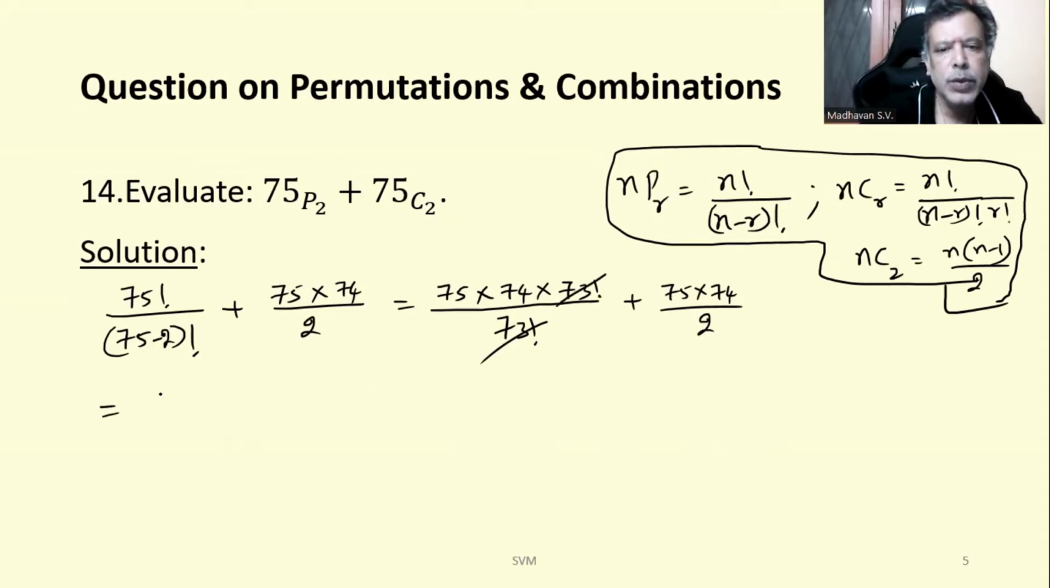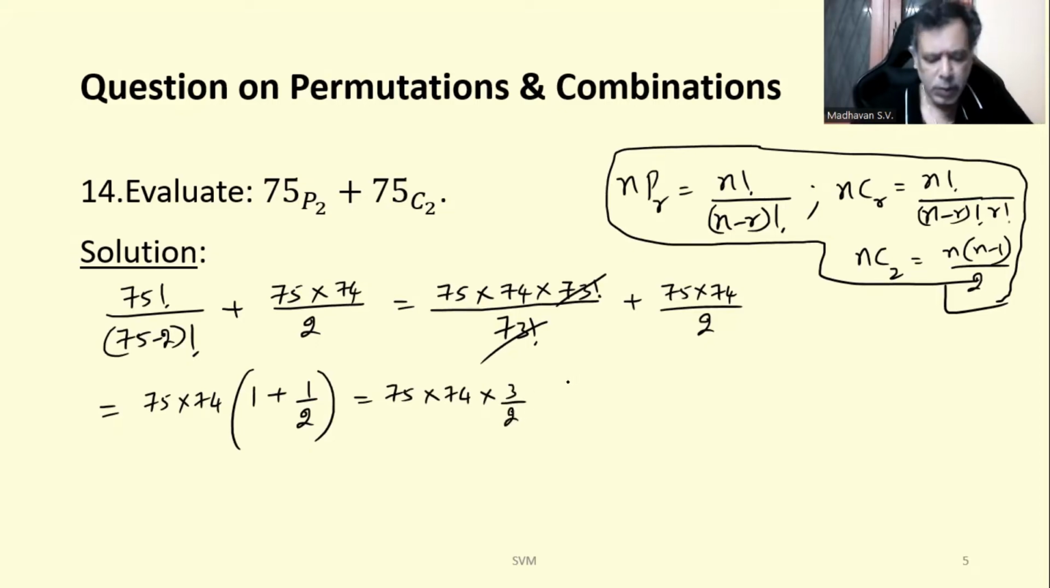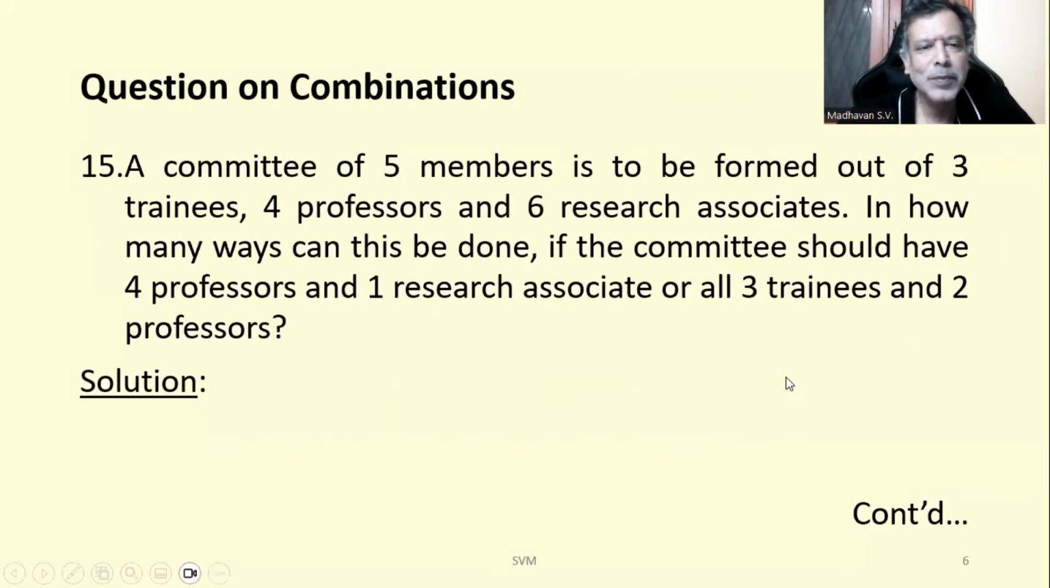Now in these two, 75 into 74 is common. We can take that outside. So you get 75 into 74 times (1 plus 1 by 2). 1 plus 1 by 2 is 3 by 2. So now let us evaluate this. We get 8325. That will be the result for this particular problem. Let us move on to the next.